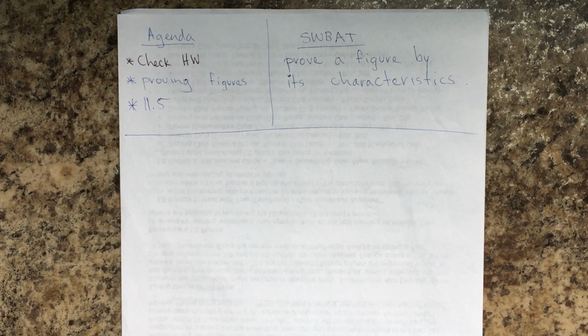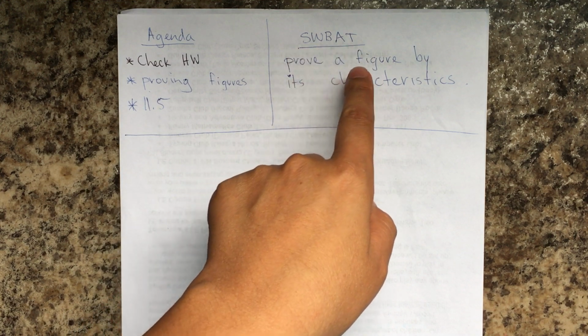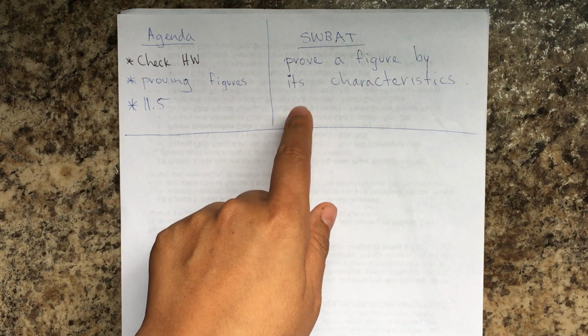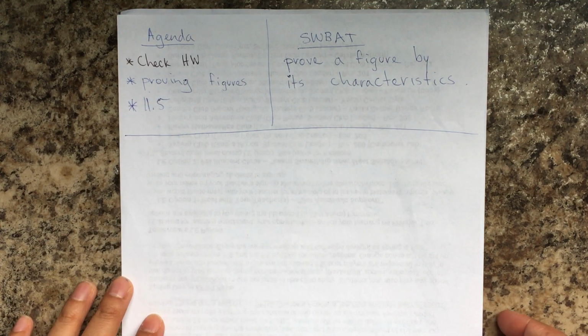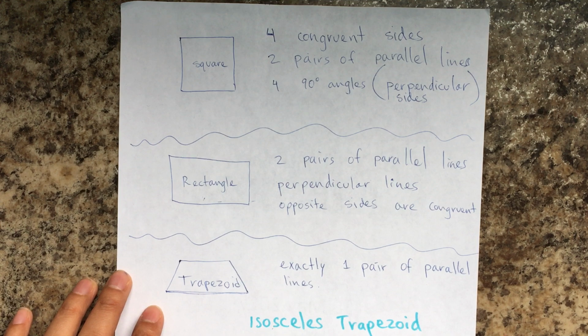Hello students, today's agenda is to check homework. We'll be proving figures and you'll be able to work on 11.5. So today's students will be able to prove a figure by its characteristics. And so let's begin with some information about different figures.